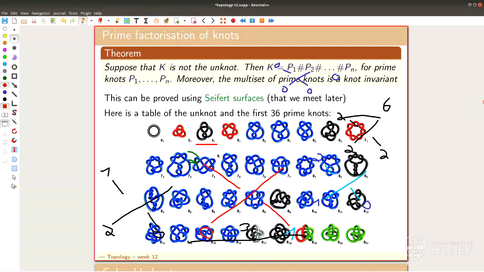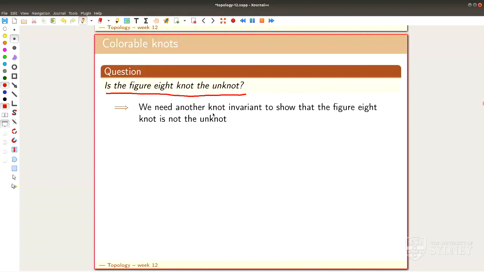It's the only knot with four crossings. The unknot clearly has zero crossings. But we, strictly speaking, haven't shown that yet. I just told you that this is true. Okay. So we need some other knot invariant to show that the figure eight knot is not the unknot.